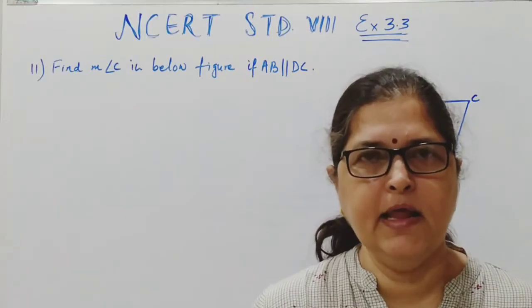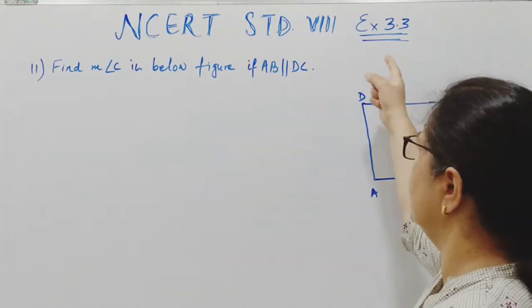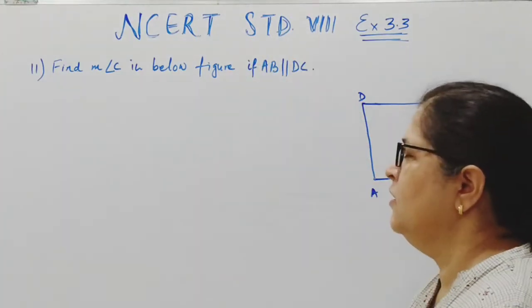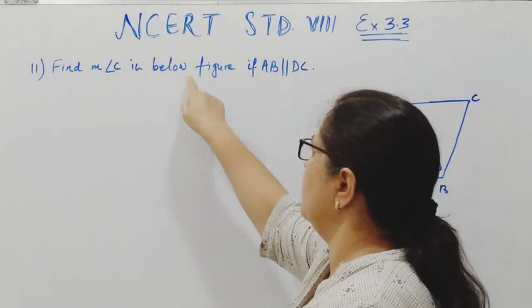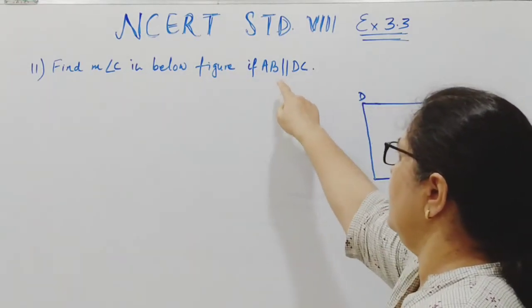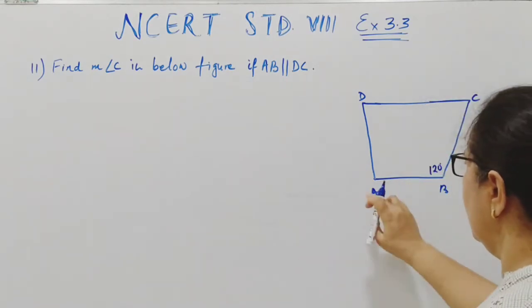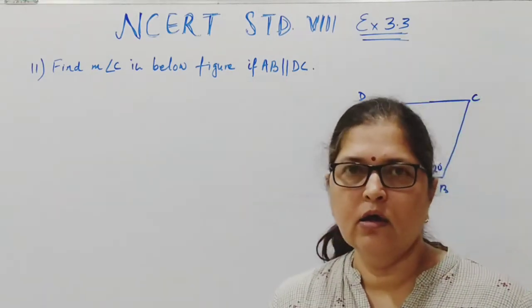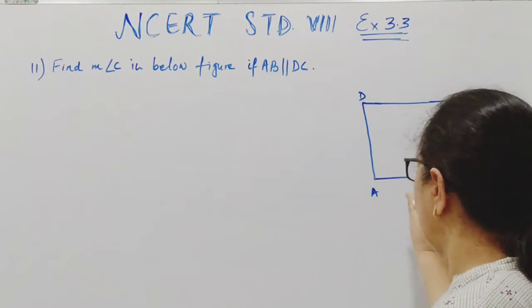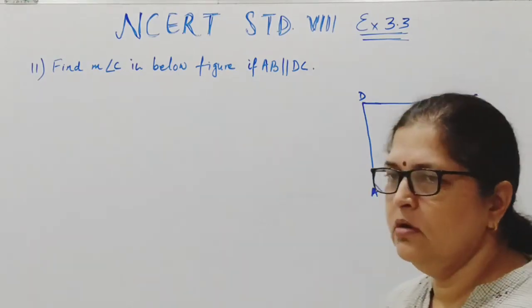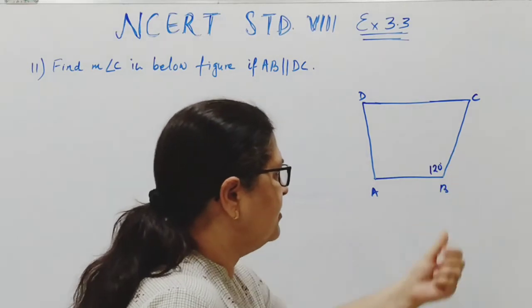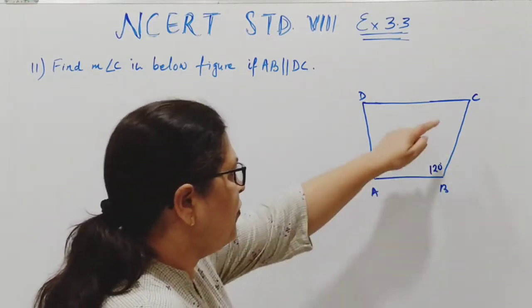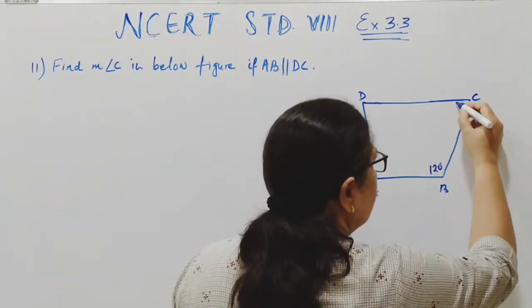Next, question number 11 of exercise 3.3 NCERT standard 8. Question is, find the measure of angle C in below figure if AB is parallel to DC. Here ABCD is a quadrilateral in which AB is parallel to DC. It is given to us and measure of angle B is given, that is 120 degree. We have to find the measure of this angle C.